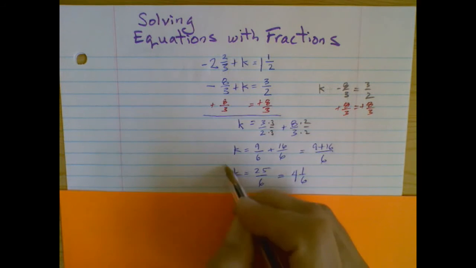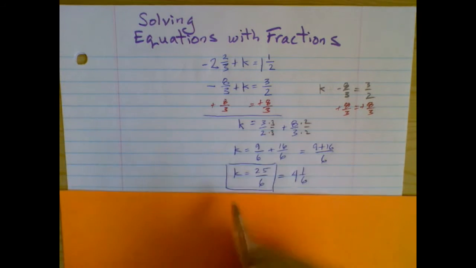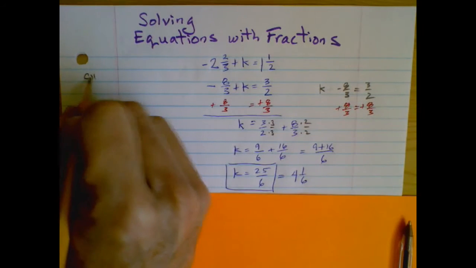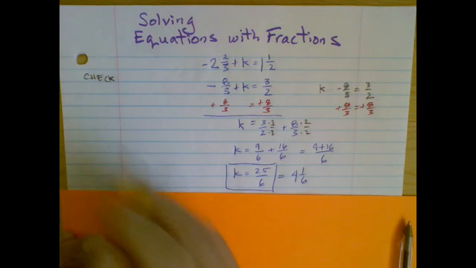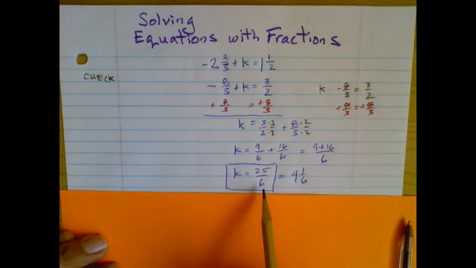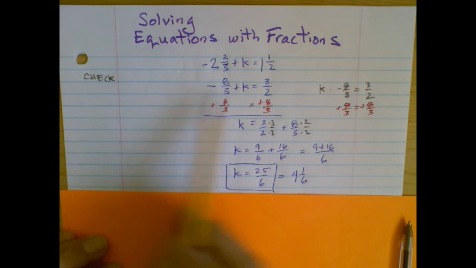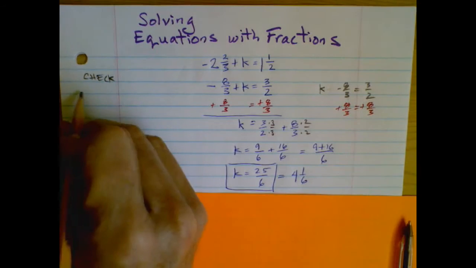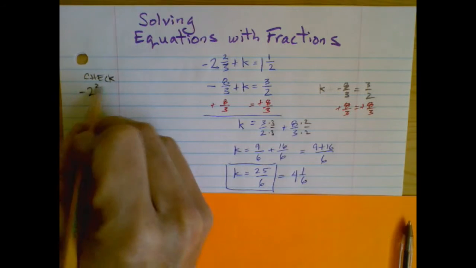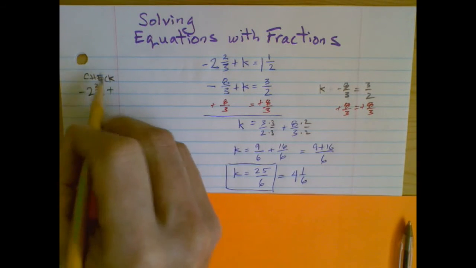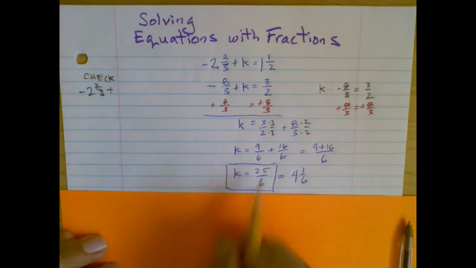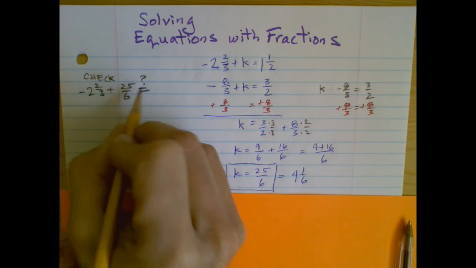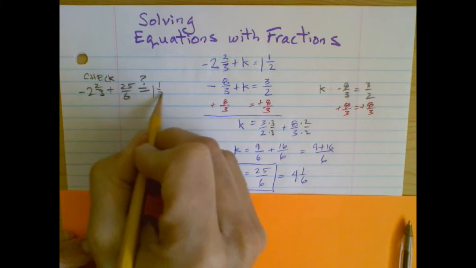The question is, is this the correct solution? Well, we won't know until we check. So let's check. We're going to replace our variable k with 25/6. And I'm going to use the original equation, so negative 2 and 2/3 plus our value for k, 25/6. Does that equal, I'm asking the question, does that equal 1 1/2?